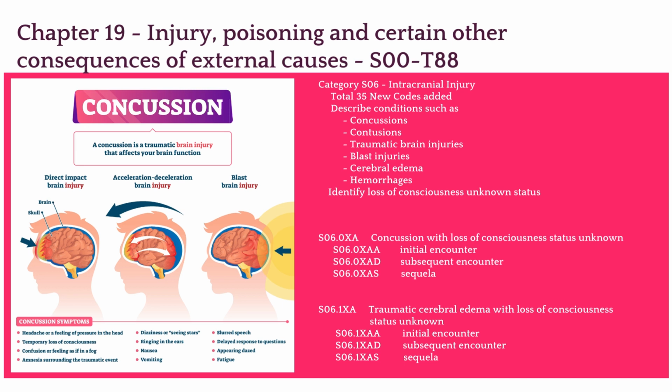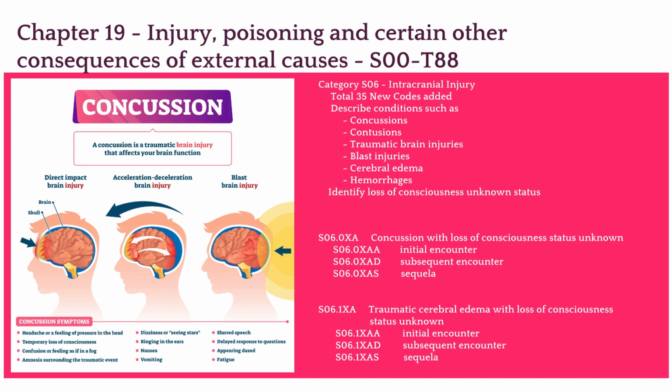These new codes now describe conditions such as whether it is a concussion or a traumatic brain injury or a blast injury or cerebral edema and hemorrhages, and specify if the status of loss of consciousness is not known. So there are different kinds of things which were introduced into this category.